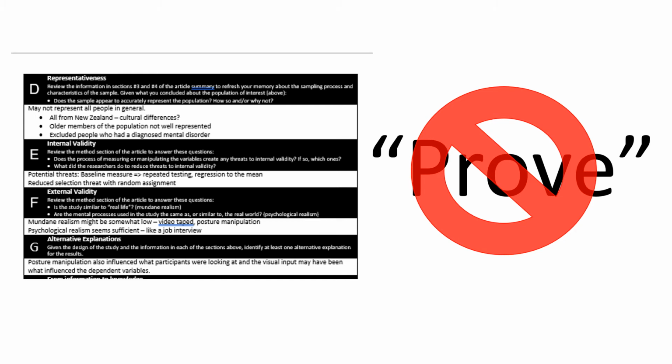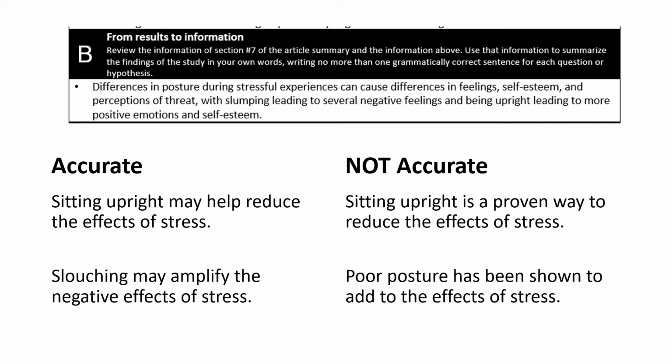When we're thinking about that, though, we also have to keep in mind that we know there are some limitations in the study design and some alternative explanations for the results. Those limitations are part of the reason we don't use the word prove when we're talking about the findings of psychological studies. So if we think about the results of this study and how they can help us learn to manage stress, we can say that sitting upright might help reduce the effects of stress. It's not accurate, though, to say that sitting upright is a proven way to reduce the effects of stress.